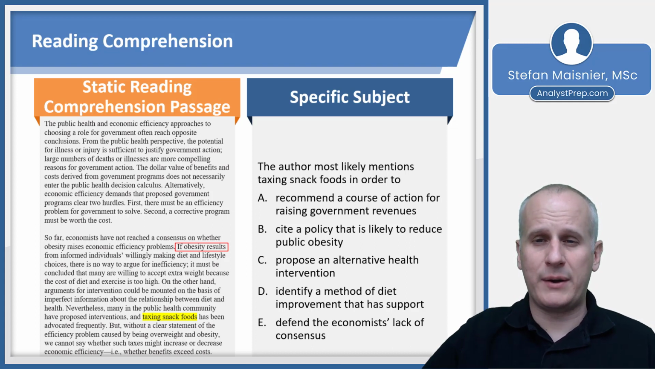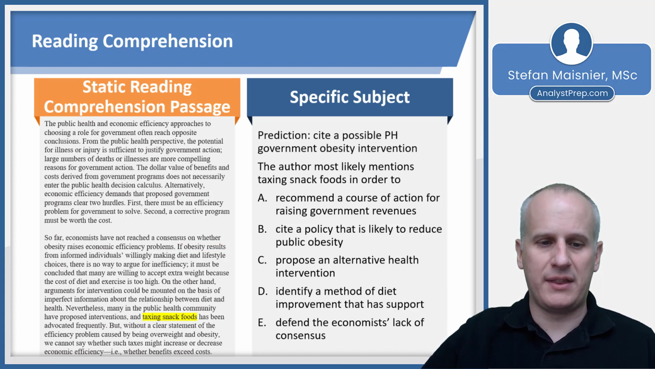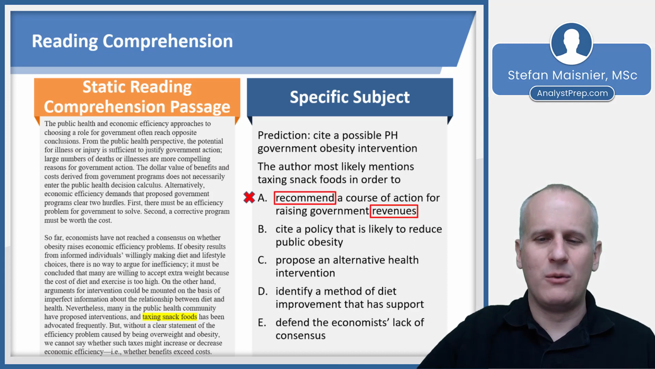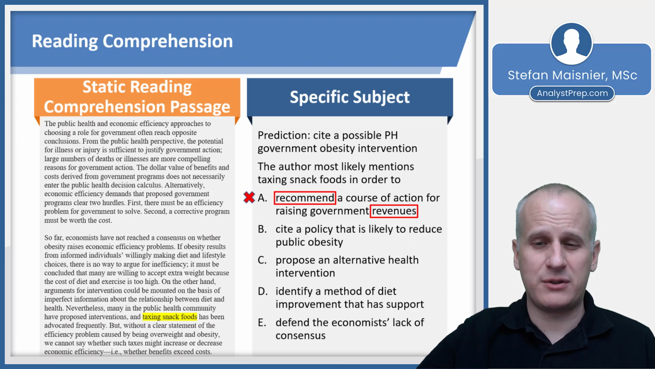So we know, and we can use as our own prediction, that taxing snack foods is basically something that has been advocated as an obesity intervention, that we don't know whether it's going to work or not. So now we look at the answer choices and cross-check against that prediction. So choice A, recommend a course of action for raising government revenues. Well, again, the author is not as strong as to actually recommend anything. The author is kind of equivocating throughout this passage, isn't certain about what's going to happen, just giving the considerations, and we're not concerned with revenues at all, so A could be eliminated.